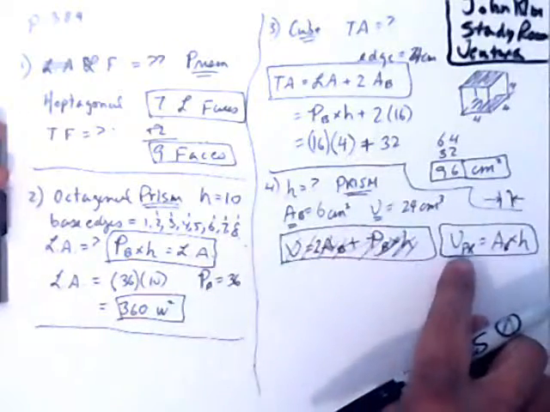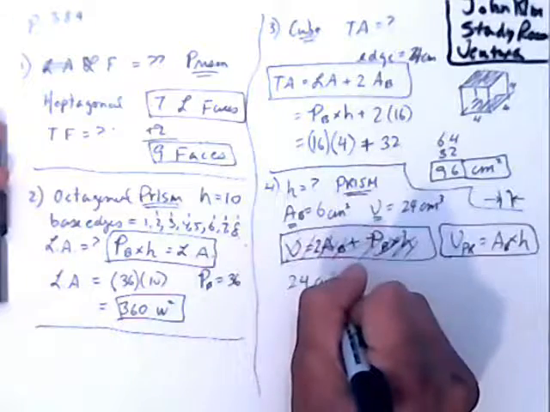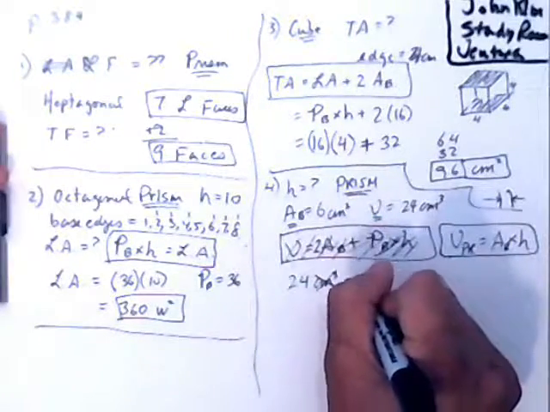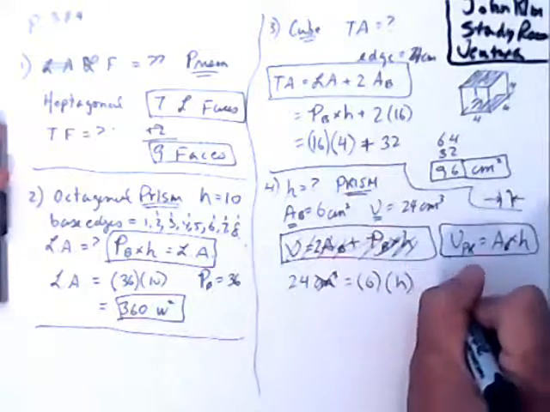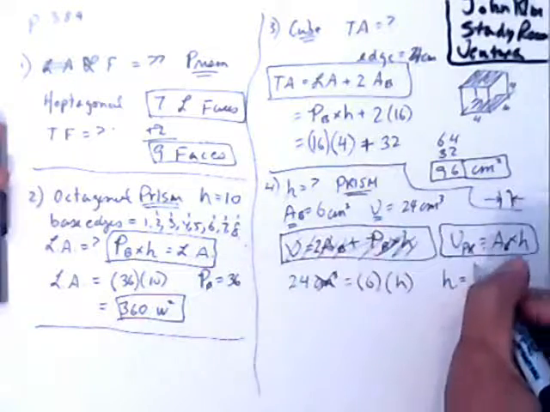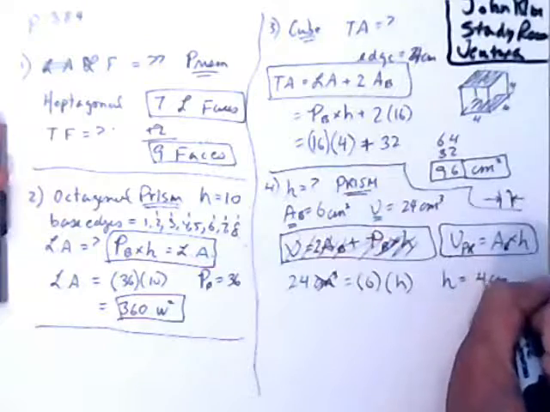The volume of a prism is already given, 24 cubic centimeters. I don't need the cubic centimeters. Area of the base is going to be 6, and then times the height h. Well, obviously the h is going to be divided by 6. 24 divided by 6 is 4 centimeters.